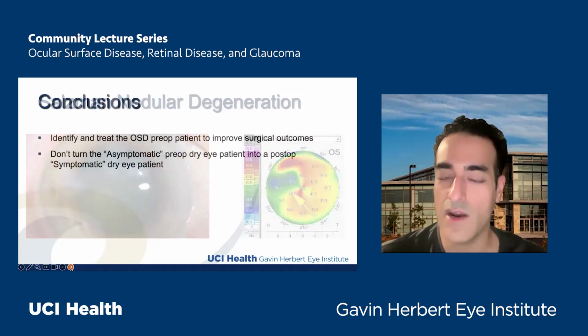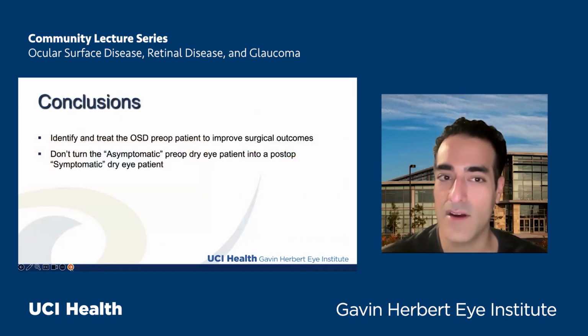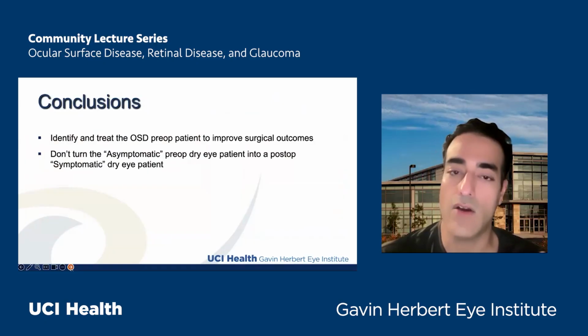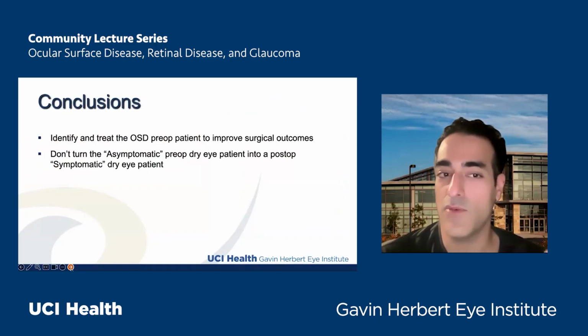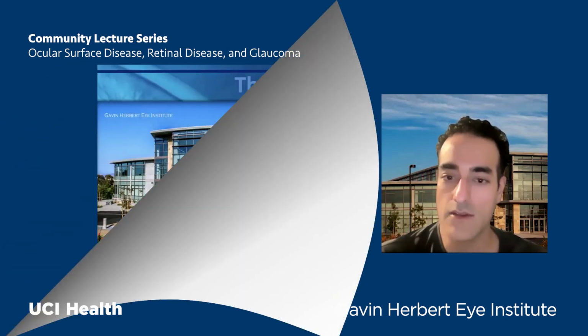So that was kind of a whirlwind through ocular surface diseases and cornea when it comes to cataract surgery. But our ultimate goal here is to optimize ocular surface disease to improve our surgical outcomes. And the last thing is that we don't want to make our asymptomatic dry eye patients who are pre-op into symptomatic patients post-op. So really taking the effort to diagnose and treat dry eye appropriately. Thank you guys so much.